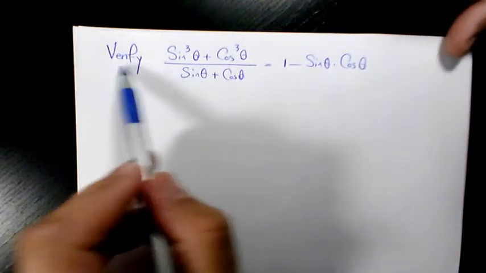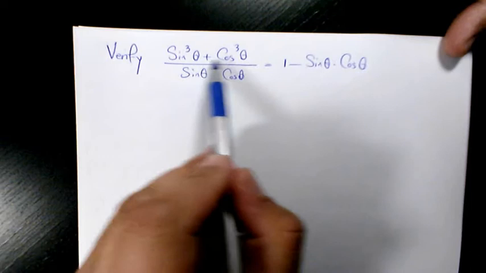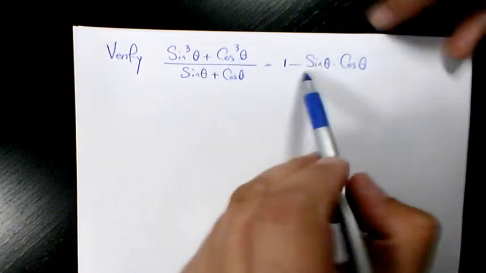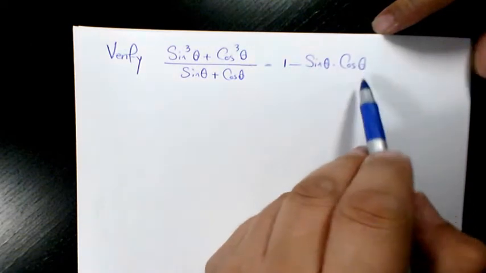Now we need to verify sine cube theta plus cosine cube theta over sine theta plus cosine theta equals to 1 minus sine theta times cosine theta.